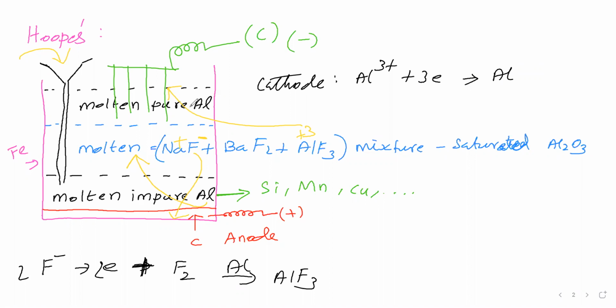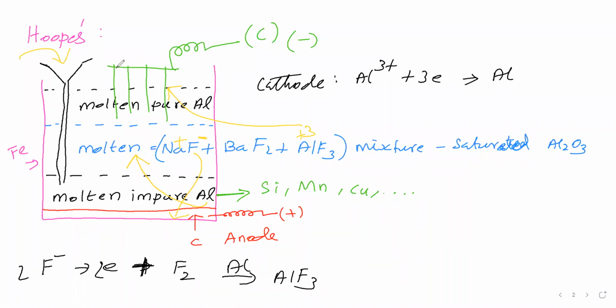That aluminum deposits here. Therefore here molten aluminum quantity is getting raised. That means we have converted this impure aluminum into pure aluminum. We can say this method name is called Hoope's method. This is electrolysis. It is used for purifying crude aluminum.